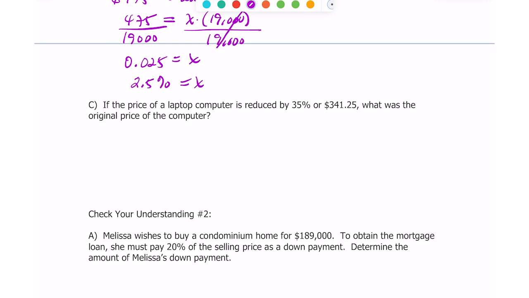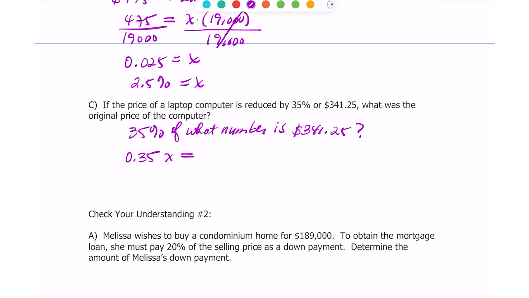In letter C, if the price of a laptop computer is reduced by 35% or $341.25, what was the original price of the computer? So really, this is just saying 35% of what number is $341.25. So again, I need to convert a percent to a decimal, so I'm going to divide by 100, which will just move my decimal back two places to the left. Of means multiply. What number is x?